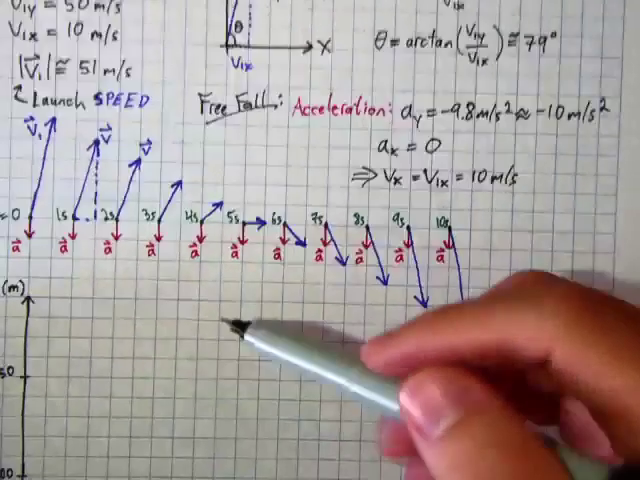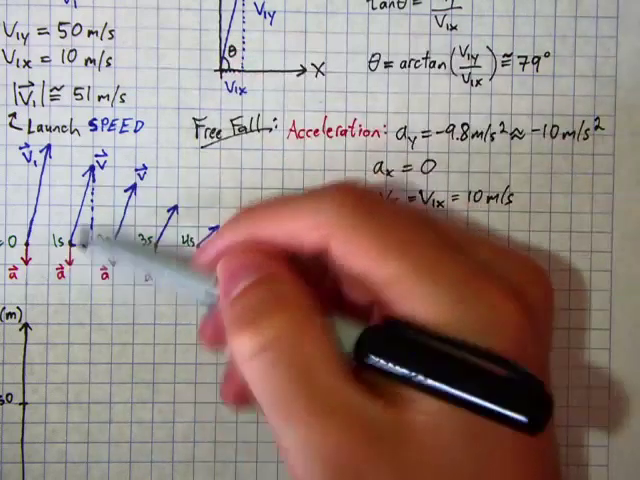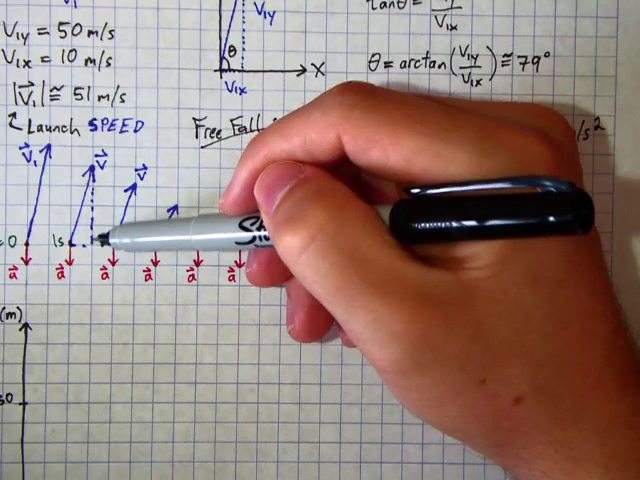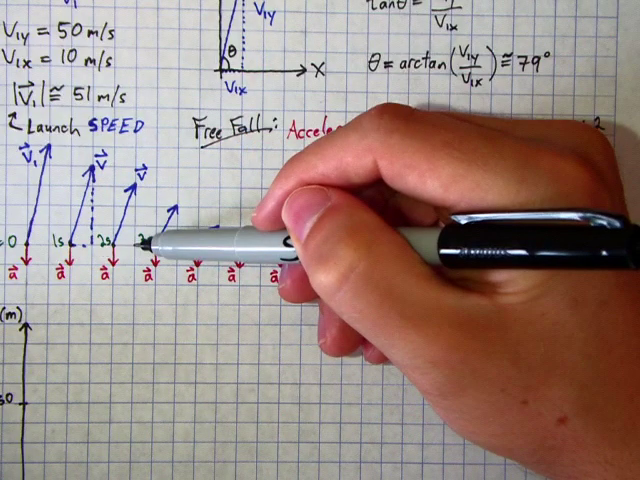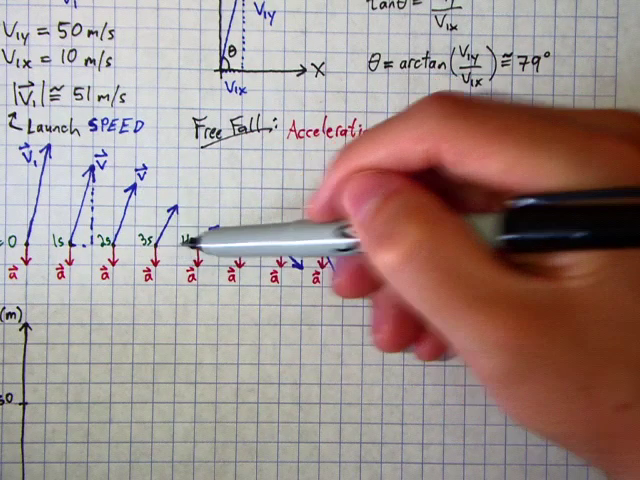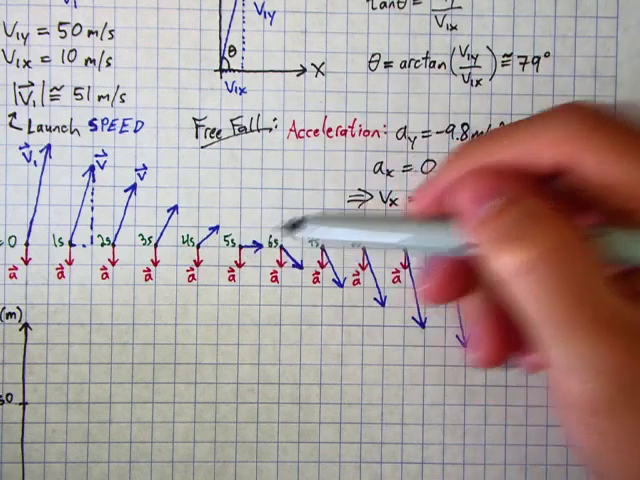1 second later, so at time is 1 second, its velocity looks like this. So for the next second, it's going to move upwards approximately 40 meters and over another 10. Then it's going to move upwards about 30 meters and over 10, up 20 meters over 10, up 10 meters over 10. And then it's not moving upwards at all.